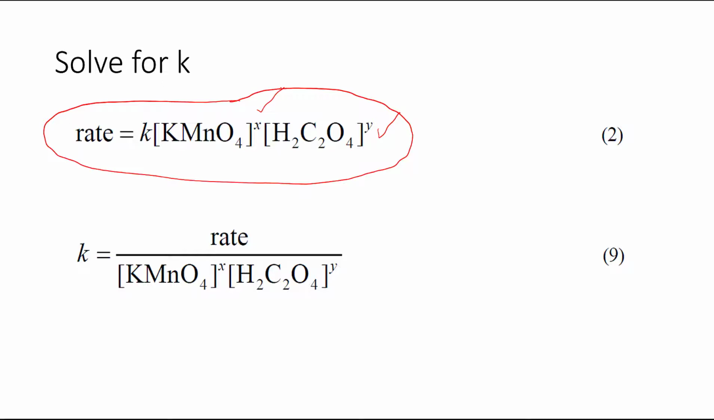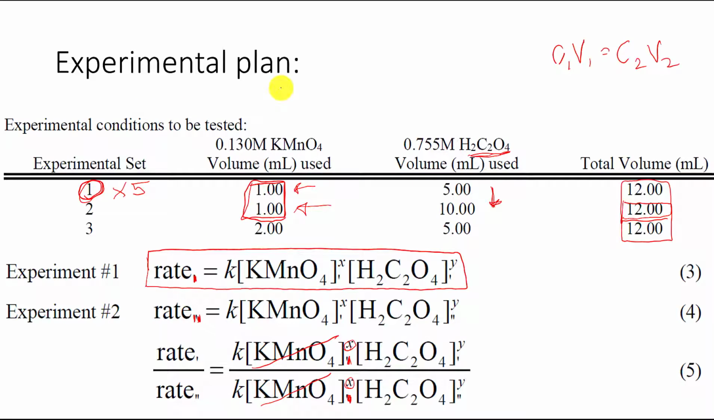If we go back to our original slide, we can see that the difference between experiment number 1 and number 3 is not in the volume of oxalic acid, but we've actually doubled the concentration of the potassium permanganate. We've gone from 1 milliliter to 2 milliliters. And so in that particular case, we keep constant the oxalic acid concentration. So we would cancel this and we could solve for, in the same way, taking logs, the value of x, the order with respect to potassium permanganate.